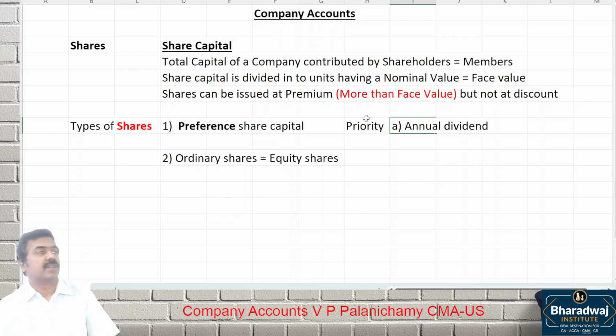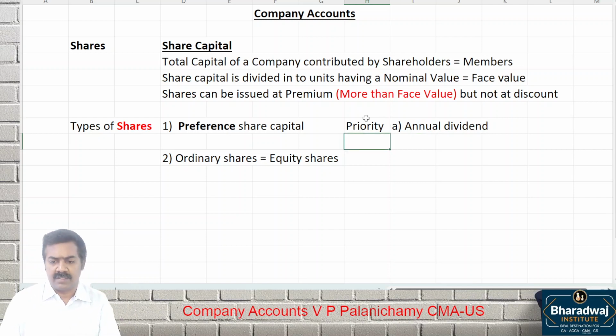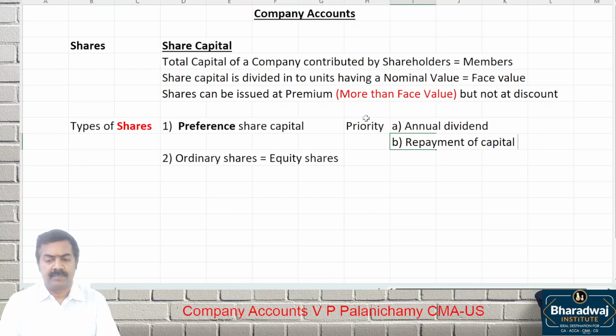Before paying dividend to equity shareholders, which dividend must we pay first? Preference shareholders' dividend. Then repayment of capital. When the company is closed, first you have to settle whom? Preference shareholders. Only then can you settle the ordinary shares. So preference share capital means they get two priorities.